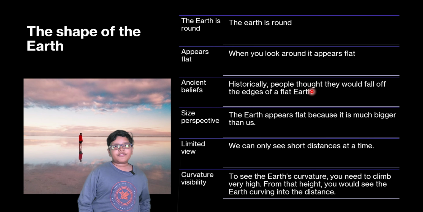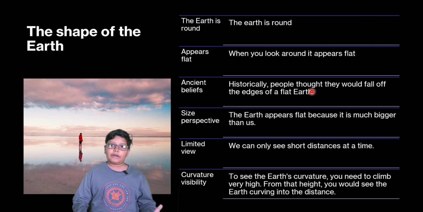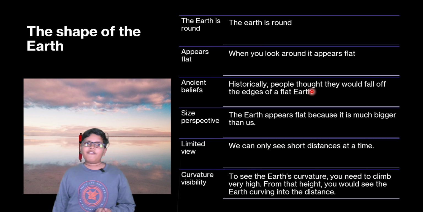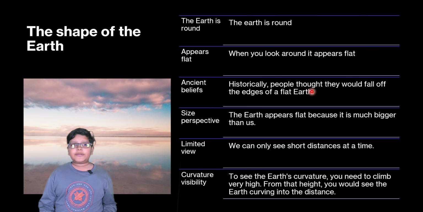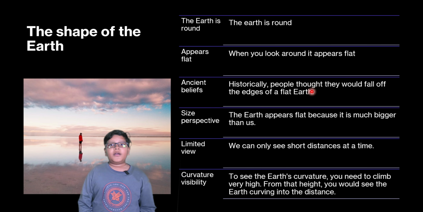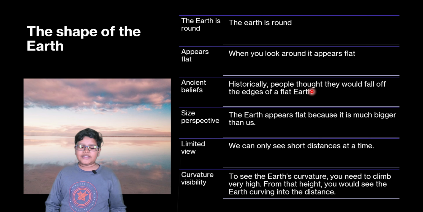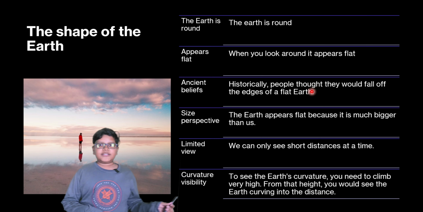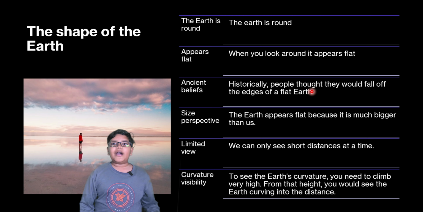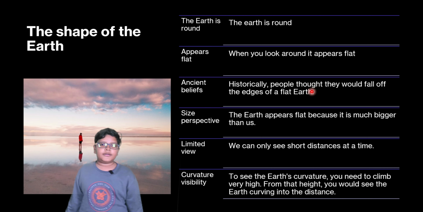First, let's talk about the shape of the earth. As you know, the earth is round, but when you look around you, it appears to be flat. In fact, long ago, everyone believed that the earth was flat, and if we travelled to the edges, we would fall off. The earth appears flat to us because it's so much bigger than us. We can only see short distances at a time. To see the curving of the earth, you need to climb very high into the sky, like in a rocket.